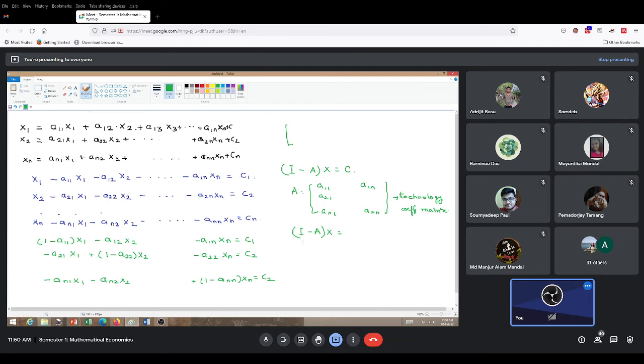Okay, so if we write this as BX, we have BX equal to C. That gives us the equation system, and now we simply have to look into the nature of B. So when will a solution exist? B is non-singular. Okay, and then we just have to find out the solution using B inverse. So the solution set of X is B inverse C.